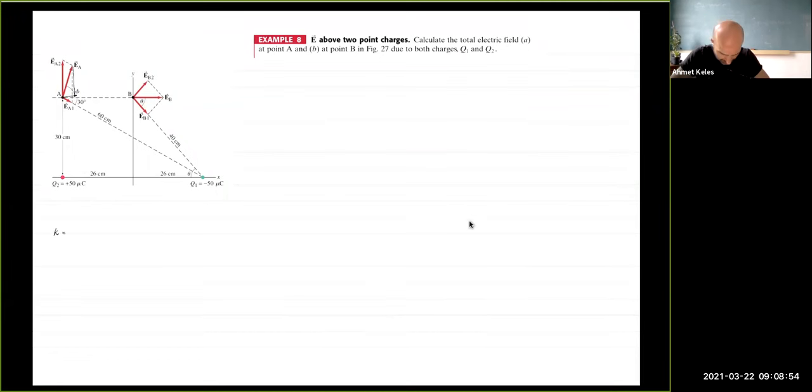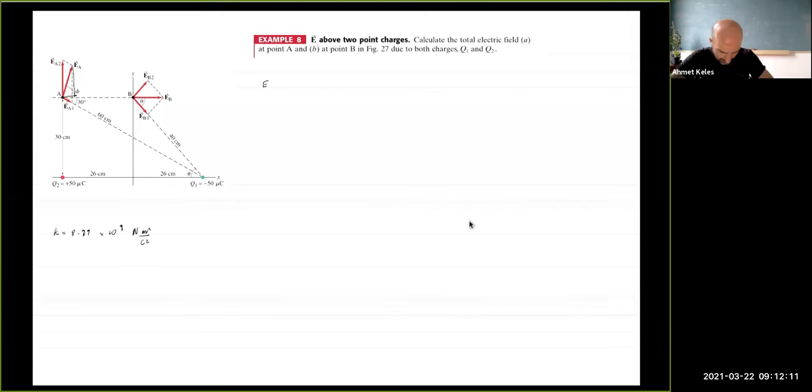I think it was something like 8.99 times 10 to the 9 Newton meters squared over Coulomb squared. I want to find the electric field at A. Maybe I can start, let's see. Let's calculate X and Y components. Exactly, right? We just decompose it into its Cartesian components and sum everything up.